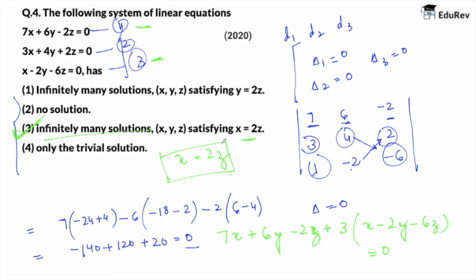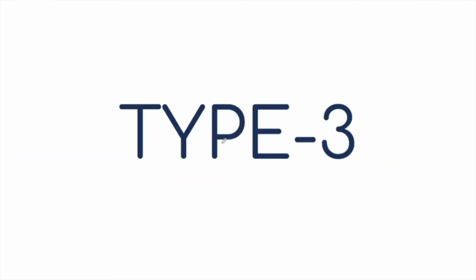And the next question will be of type 3. So do you remember what type 3 is? Type 3 questions are going to be questions related to, as I've told you, adjoint of a matrix, then inverse, and finally transpose.